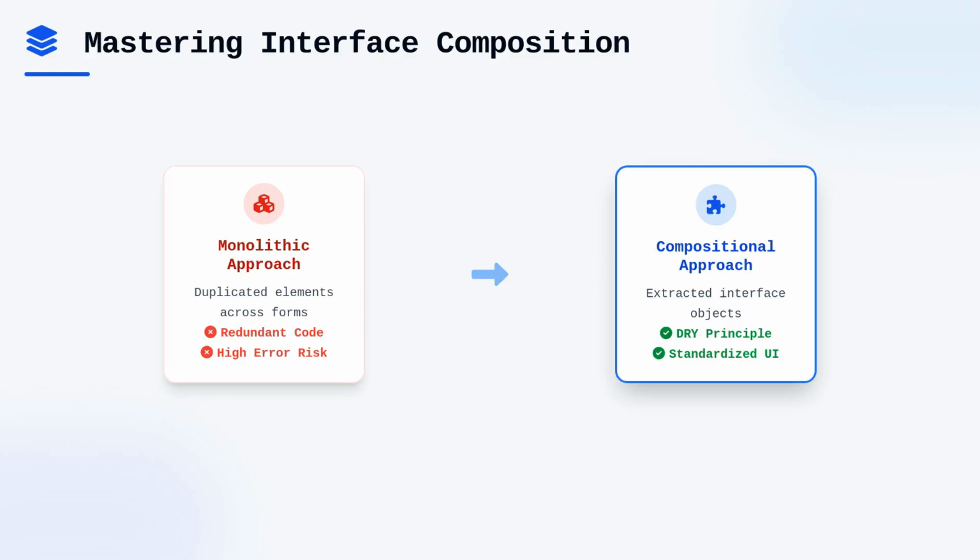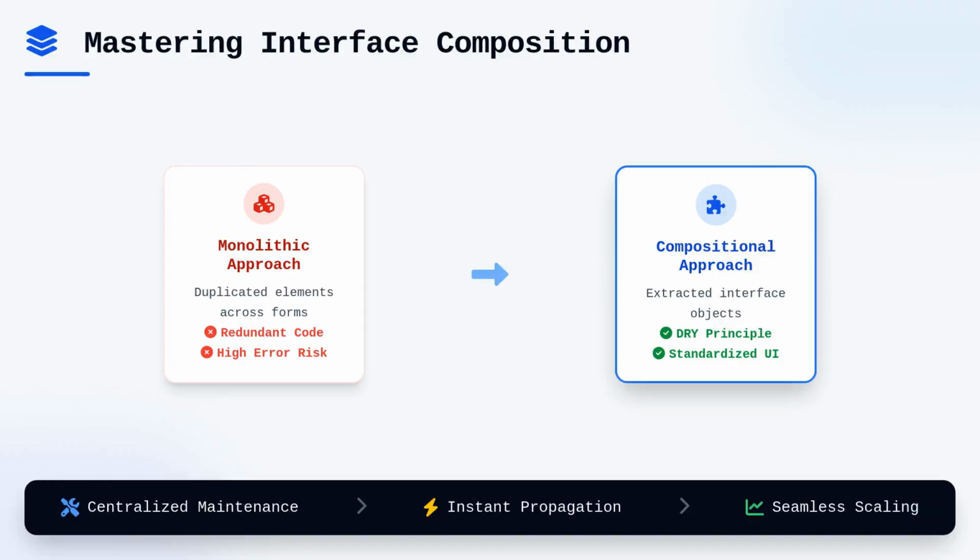This practice is not merely about writing less code. It is fundamentally about centralizing your maintenance surface. If your business requirements change, you only need to update the logic or styling in one interface definition to propagate those changes everywhere that component is utilized. This significantly reduces the probability of introducing inconsistencies or bugs when scaling your application across different business units.